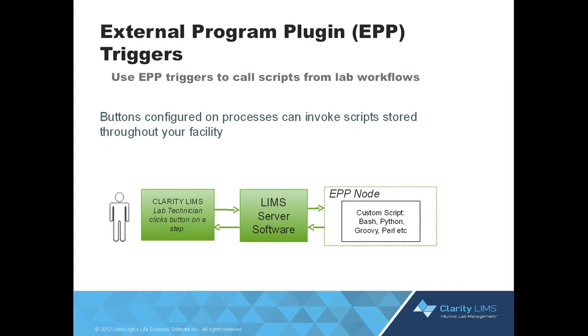As far as our little flow diagram here is concerned, the lab technician is using Clarity LIMS, and they click a button on a step or a process, and that obviously gives a message to the LIMS server, and the LIMS server will then find the appropriate EPP node which has that script, and the script will run. And chances are the script may produce a file, it may not. If it does produce a file, then the file will be automatically captured, stored in the LIMS server, and then available for the lab technician to use.